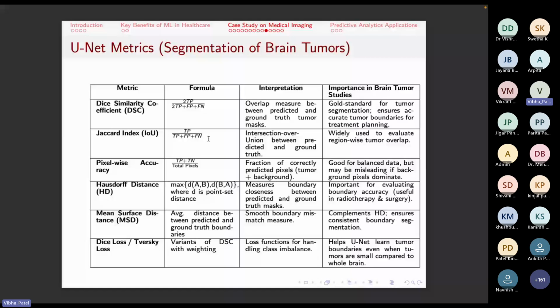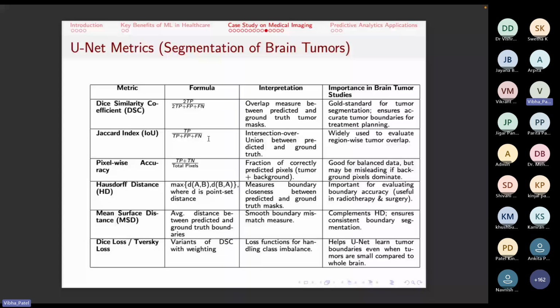The score is basically calculating this overlap region. Hausdorff distance is basically measuring the boundary closeness. So you may have a boundary being generated by the original tumor, and you will have a boundary being generated by the predicted tumor. What is the distance in the boundary between the two is something which is measured by Hausdorff distance. So how much amount of translation is being created could be measured using this distance measure.